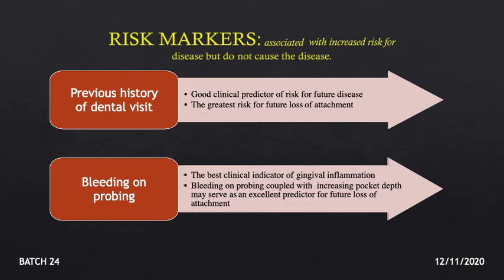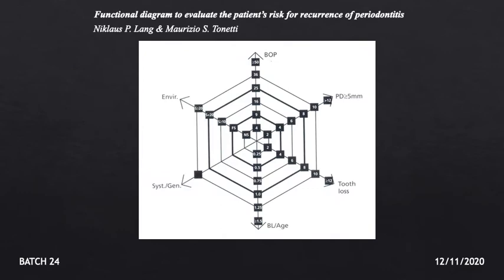Now we'll go on to how to evaluate the risk. When it comes to risk assessment, we are going to follow a risk assessment chart. The periodontal risk assessment chart is a functional diagram which was proposed by Dr. Lang and Tonetti. It comprises various factors which help us in predicting the risk of periodontal disease for those patients. It consists of 6 factors: bleeding on probing, probing pocket depth, tooth loss, bone loss, systemic and genetic disorders, and environmental factor.